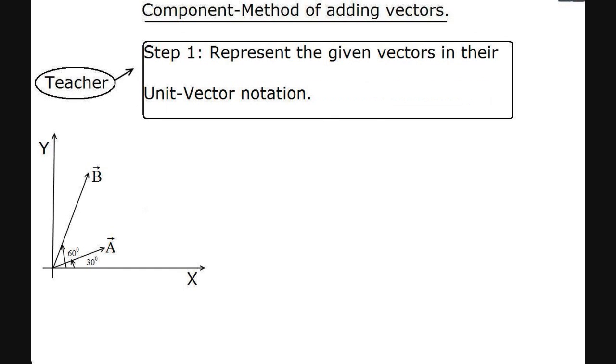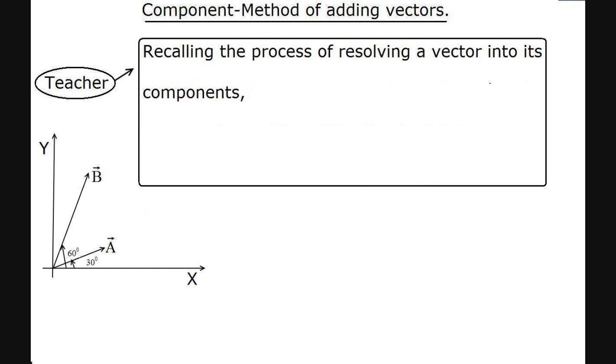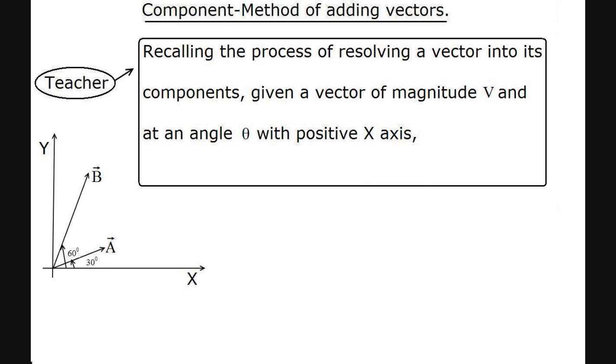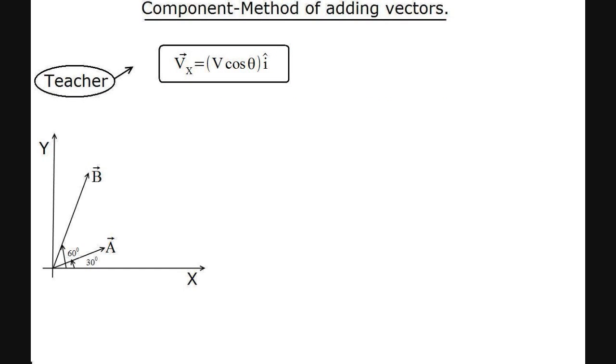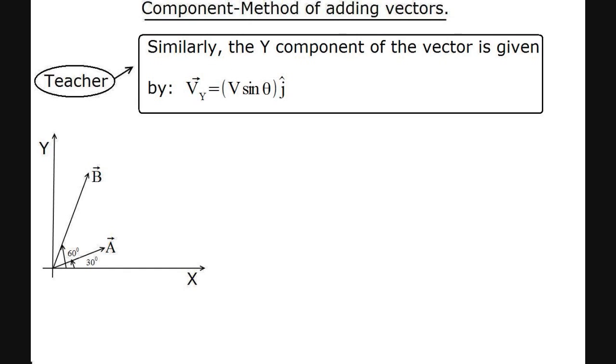Step 1. Represent the given vectors in their unit vector notation. Recalling the process of resolving a vector into its components. Given a vector of magnitude v and at an angle theta with positive x-axis, the x component of the vector is given by the vector vx bar is equal to v cos theta times i hat. Similarly, the y component of the vector is given by vy bar is equal to v sin theta times j hat.